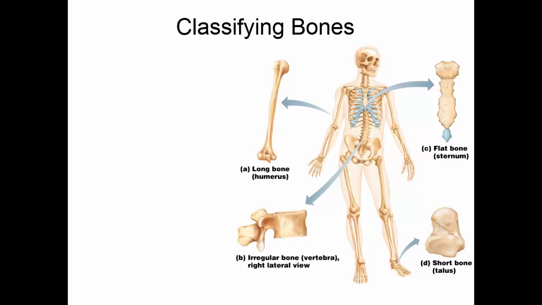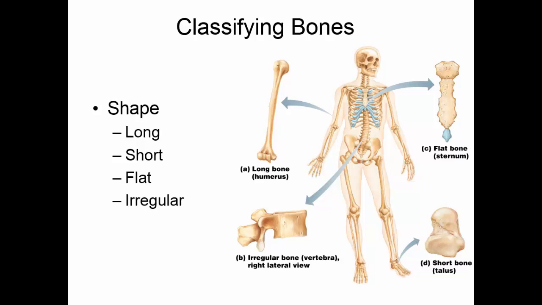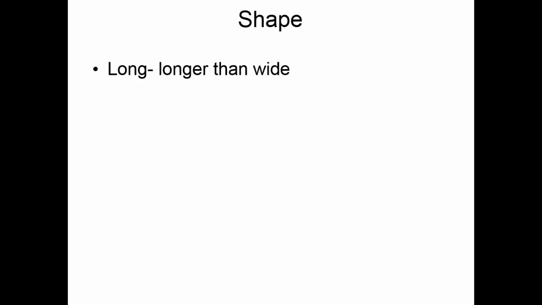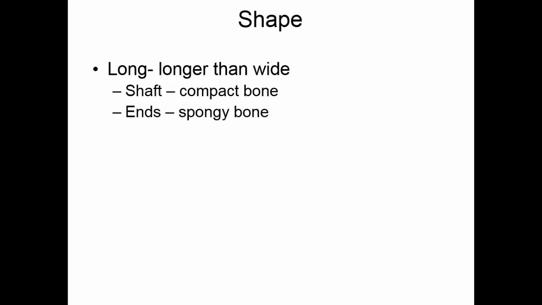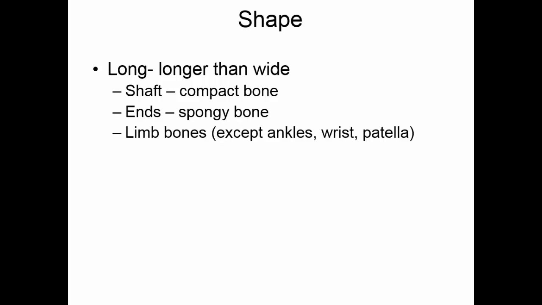We can classify bones based on their shape. We have long bones, short bones, flat bones, and irregular bones. Long bones are longer than they are wide. They have a shaft that's composed of compact bone and ends that are composed of spongy bone covered by compact bone. All of your limb bones, with the exception of ankles, wrist, and patella, are long bones.